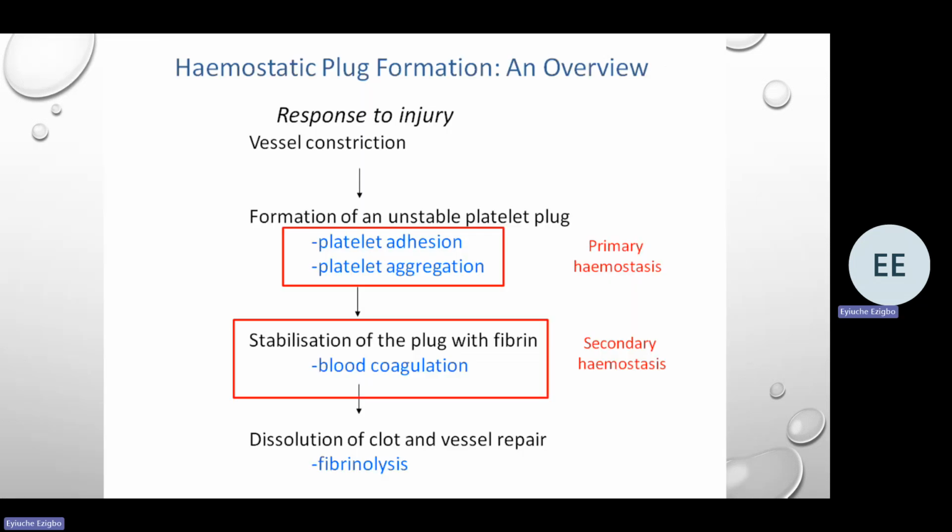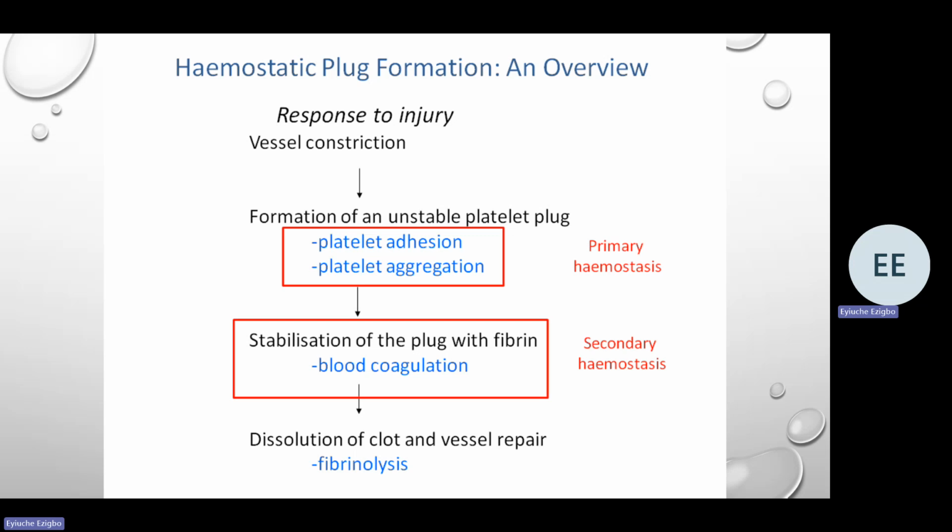As you can see from the diagram representing what we have already stated, a hemostatic plug formation: if there's injury, the response to injury, the vessel constriction, that is the first response of the blood vessels, the constriction, the formation of an unstable platelet plug, which signals the end of the primary hemostasis.